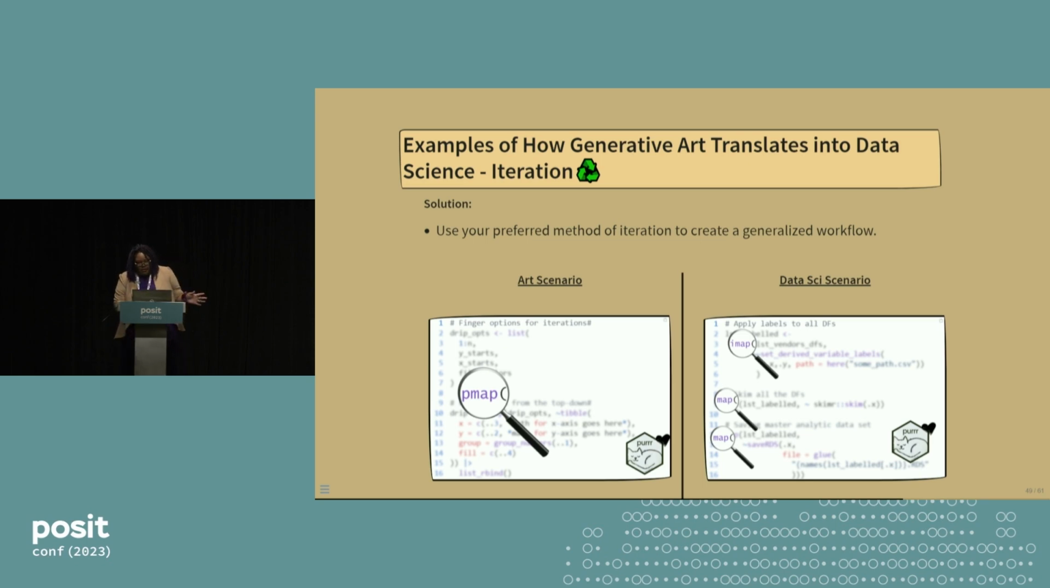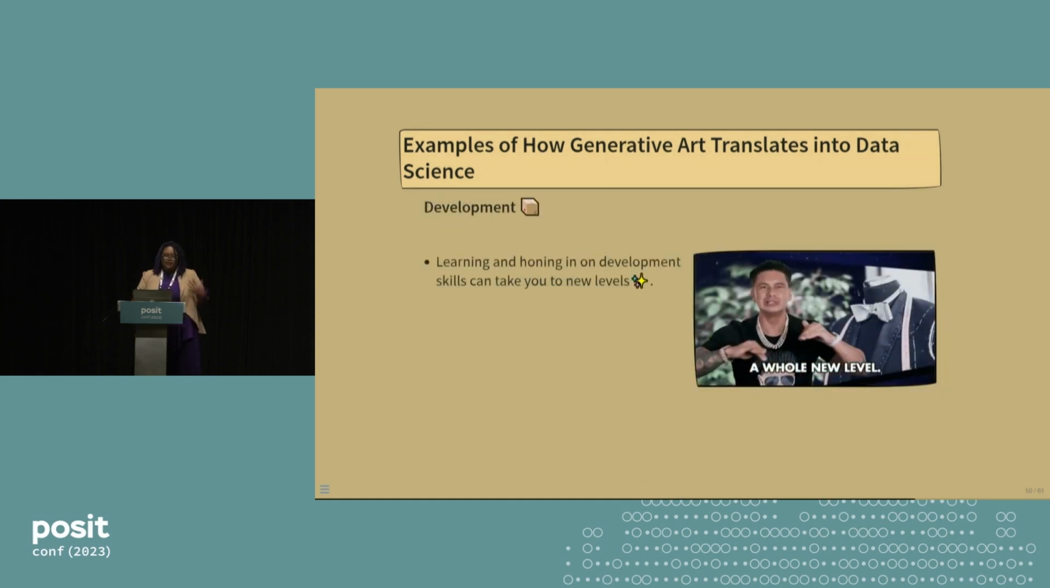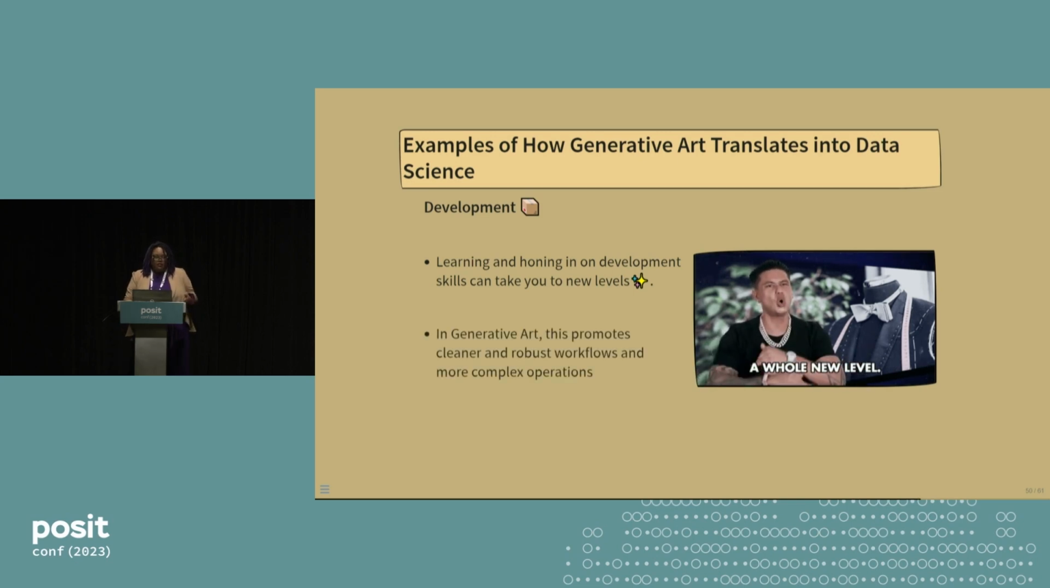Okay, so if we're doing iterations, naturally what comes next is development. Learning and honing in on development skills can take you to new levels. In generative art, this promotes cleaner and more robust workflows and more complex operations. In data science, it does the same, but it's invaluable because it allows you to take more advantage of the open source paradigm that we have within our community by creating programs for not only yourself, but for others as well.